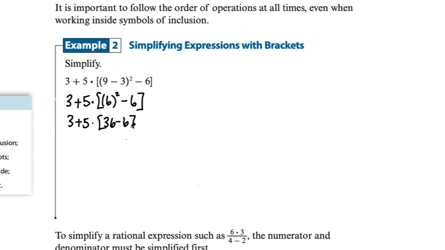I've got to deal with that. And now I get 36 minus 6. I'm in the bracket, still focusing on the bracket. 36 minus 6 is 30. So this becomes 30. That bracket is no longer necessary. And so now, given order of operations, I'm going to have to multiply before I do this addition. So 3 plus 5 times 30 is 150. And then I get 153 as my final answer.